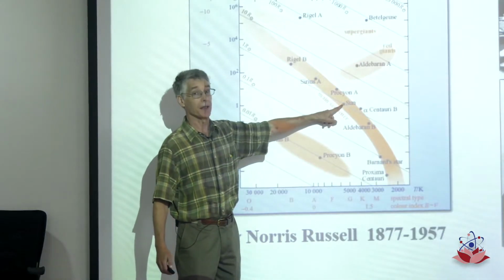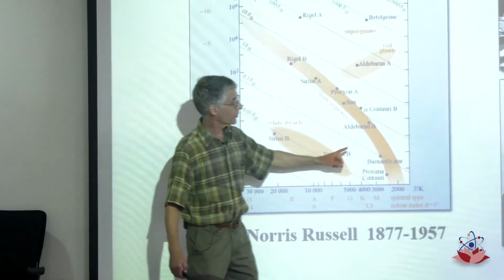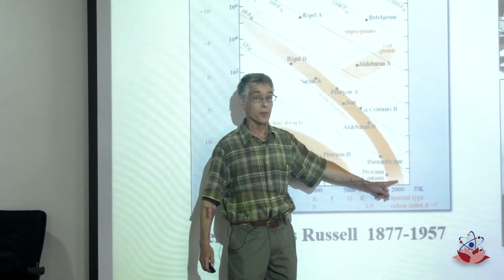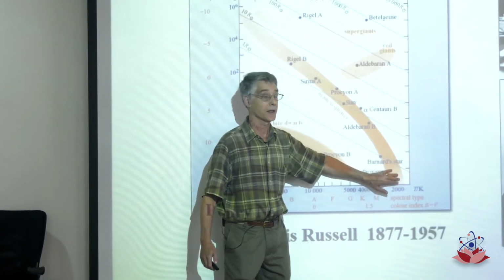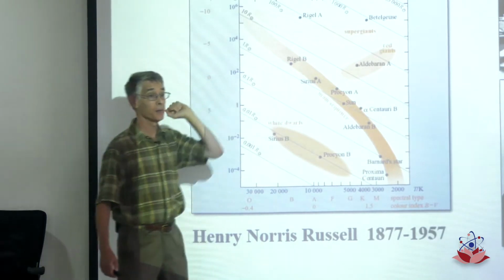So here is the sun. So stars on the main sequence, if they have a low temperature, they also have a low luminosity. If they have a high temperature, they have a high luminosity.